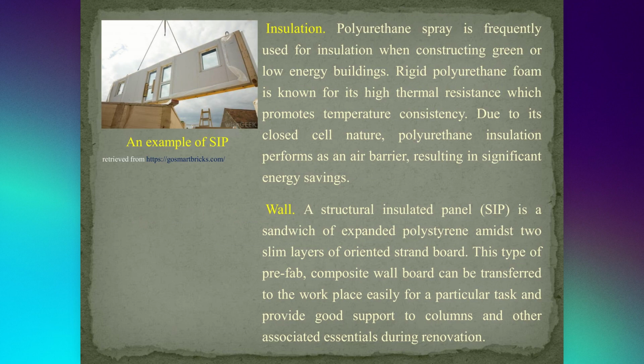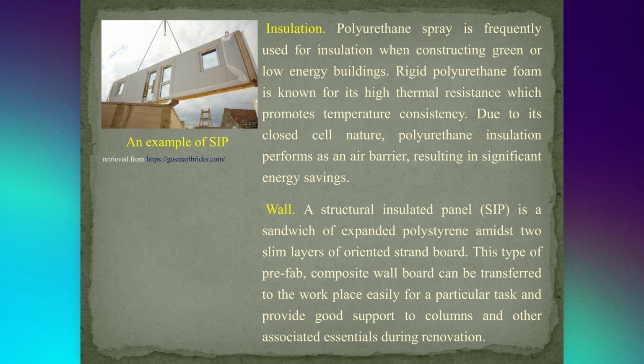Insulation. Polyurethane spray is frequently used for insulation when constructing green or low-energy buildings. Rigid polyurethane foam is known for its high thermal resistance, which promotes temperature consistency. Due to its closed cell nature, polyurethane insulation performs as an air barrier, resulting in significant energy savings.